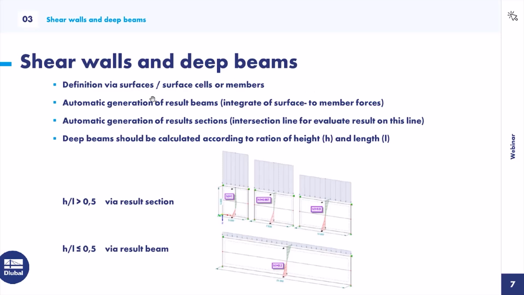Both objects you must define manually, and choose the surface or surface cells, or you can also choose members to define these objects, these shear walls and deep beams. And both objects automatically generate a result beam, which is an integration of surface forces into member forces.